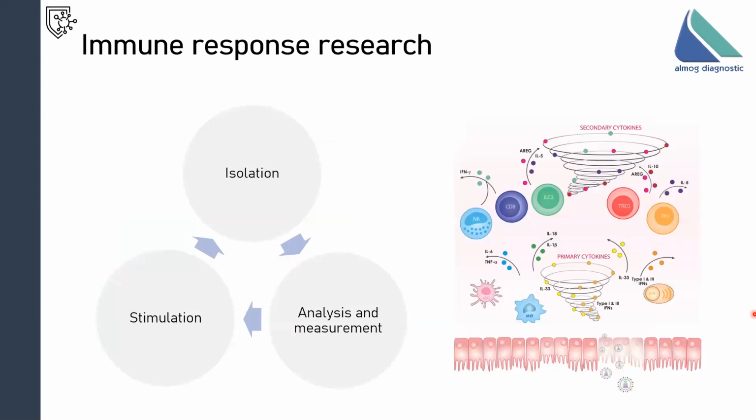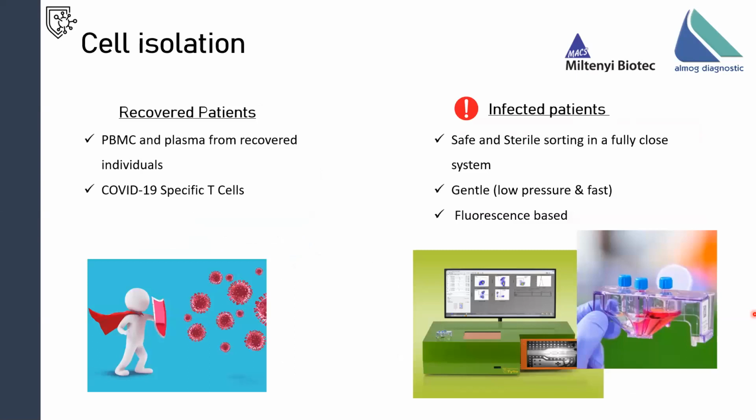So, when we're going to talk about the immune response, we have three major topics. We have the isolation of the target cells, we have the stimulation, and we have the analysis and the measurement of this stimulation. Now, it can be performed in this order or the other way around, or any order you find suitable for your experiment.